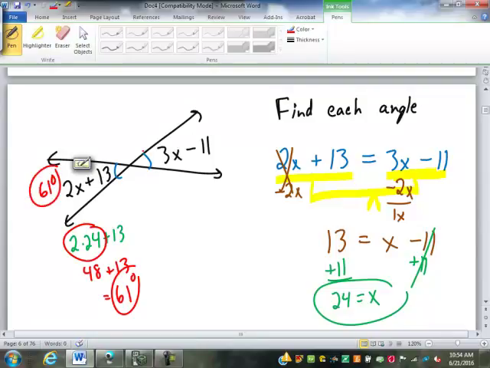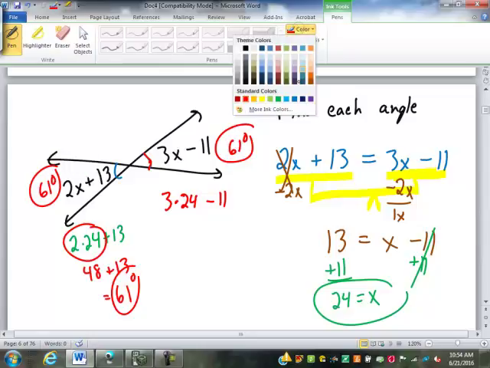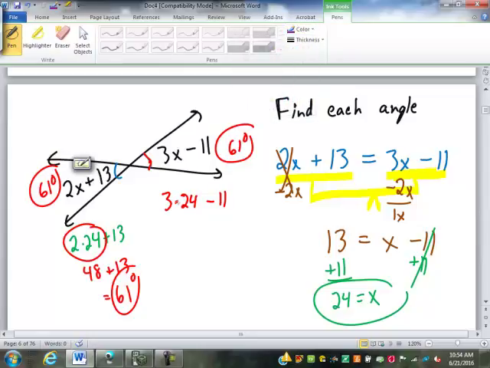Now over here, are we looking for this to be adding up to 180 or 90, or what are we looking for? This one better come out to be 61. Let's double check that. So 3 times x, which is 24 still, minus 11. What do we do first? 3 times 24 is 72. Minus 11 is 61, which is what we needed it to be. So each of those angles is 61 degrees. Any questions?